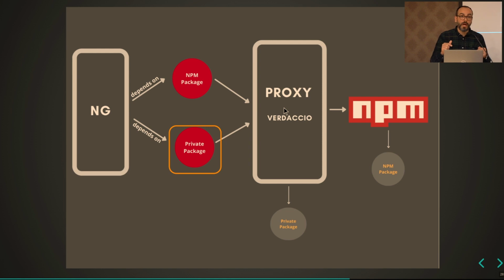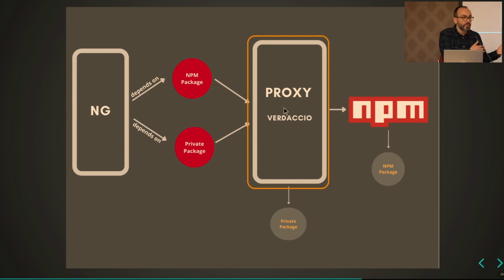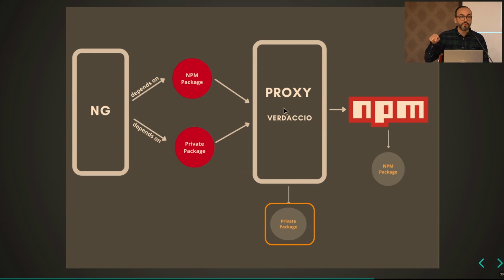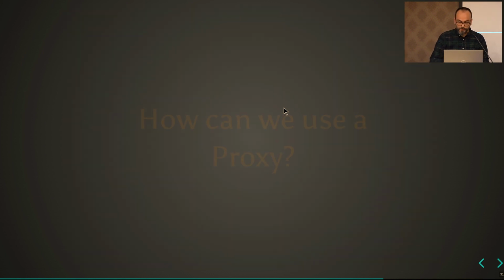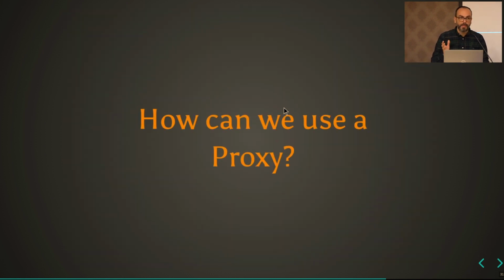And how about now if we have a private package? Again, the flow goes like this. We'll go to the proxy, which is our Verdaccio, and the Verdaccio asks the same question: does this package belong to my database, or does this belong, for example, to npm? It belongs to my database, so I will resolve it from my own file system or whatever. And now we have the question, how can we use a proxy?